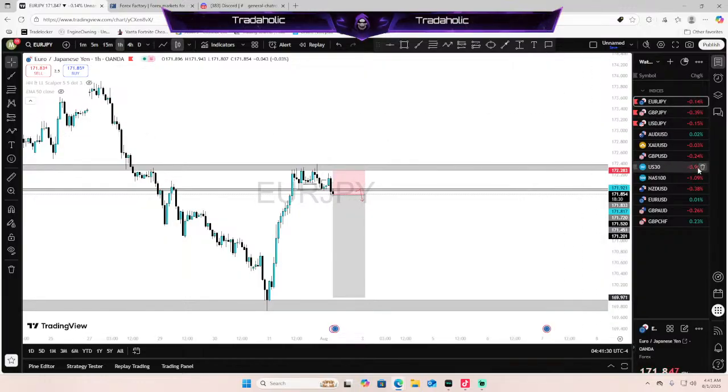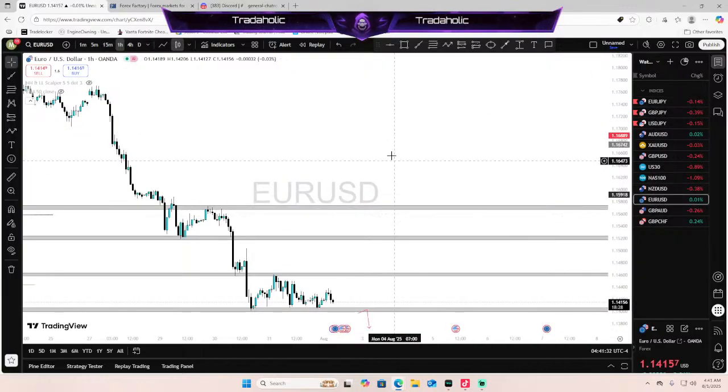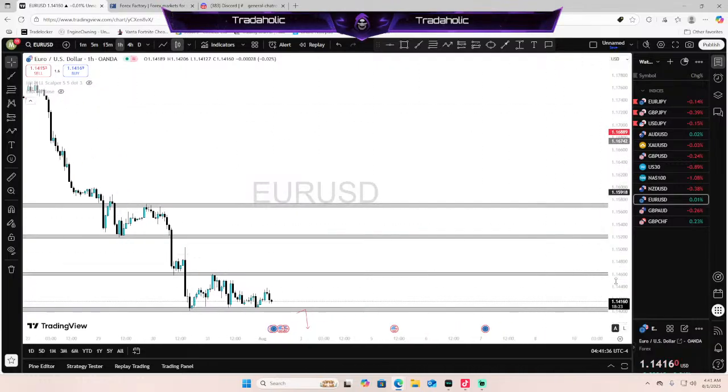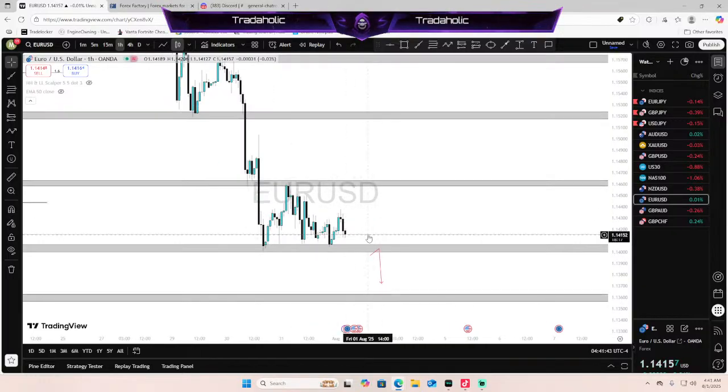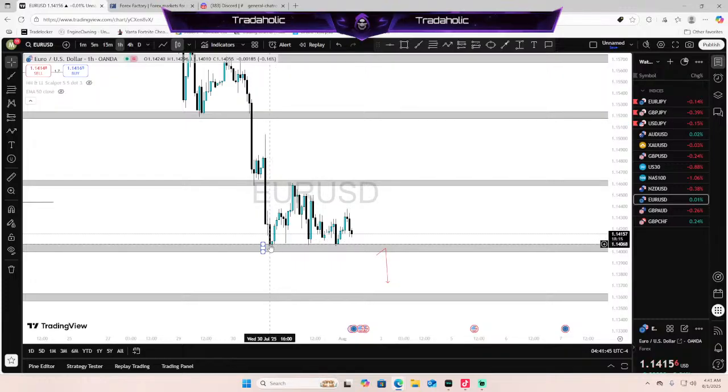Can I see your Euro USD setup? Yes. The Euro USD is overall bearish. We're inside an overall choppy range. I wouldn't want to trade inside this range. Our 1 hour time frame and our 4 hour time frame are definitely bearish. But I will wait for price to break below this previous low to the left-hand side because I don't want to participate inside this range.